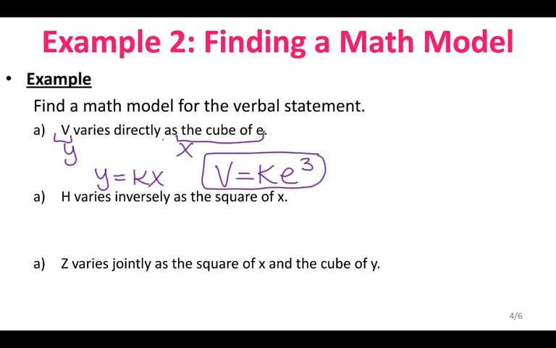For inverse variation, same deal. So normally we see y varies inversely as x. So that formula would be y equals k over x. But I'm making adjustments based on what the sentence is saying. So instead of y, I'm going to write h equals k over, and it's varying inversely as the square of x. So I'm going to put x squared in the denominator.